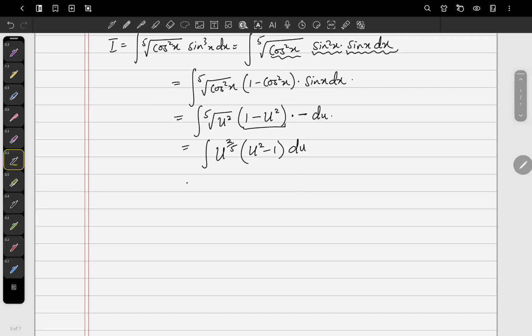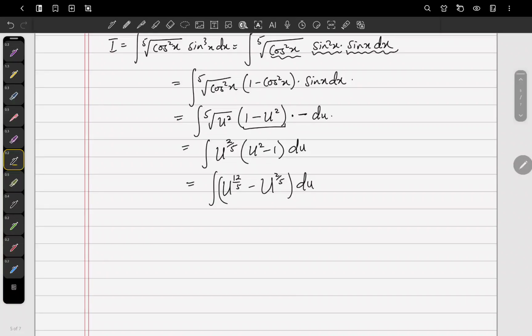So if we expand this, it gives us the integral of u raised to the power 2 over 5 plus 2. 5 times 2, 10, 10 plus 2, that is 12. So that is 12 over 5 minus u raised to the power 2 over 5 du.